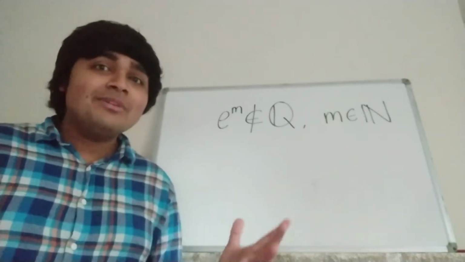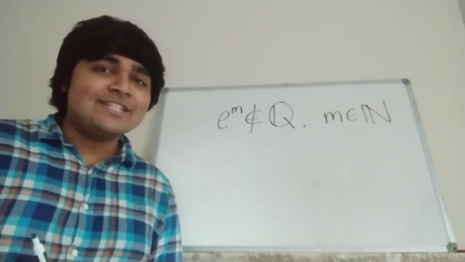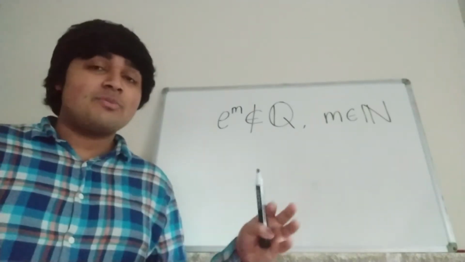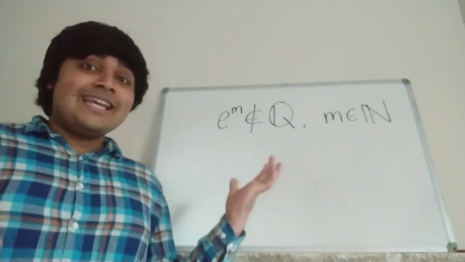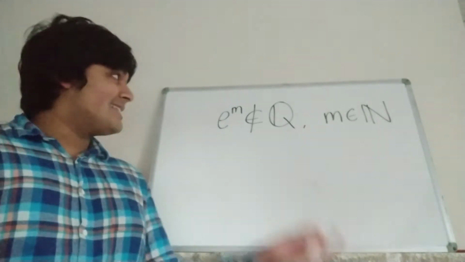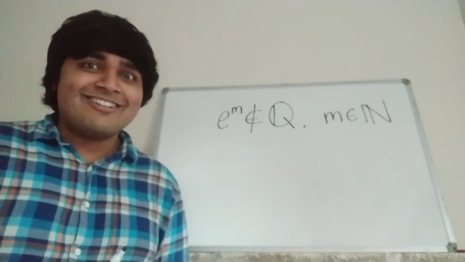In today's video, I'm going to be proving that e to the m is irrational for any positive integer m. I've already made a video in which I proved that just e is irrational, so I'll leave a link for that in the description below. But today I'm going to be proving a more general result, that is e to the m is irrational for any positive integer m. Let's get stuck into the proof.